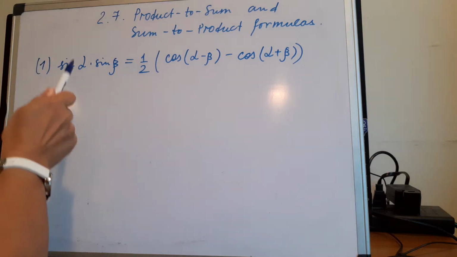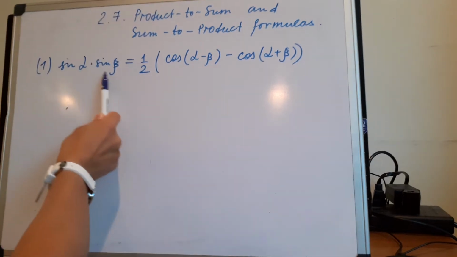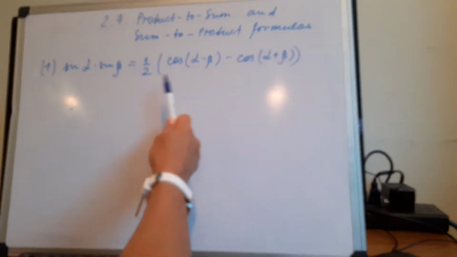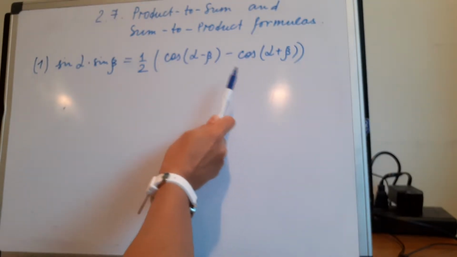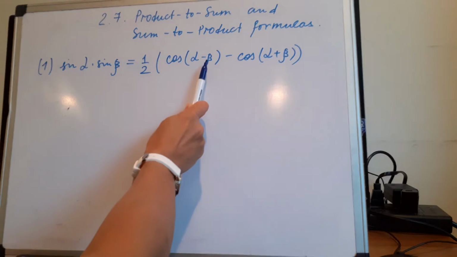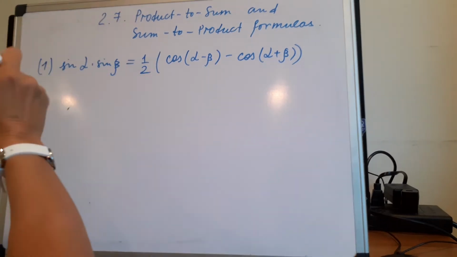Our first formula is going to be how to convert the product of sine and sine into the sum of two cosines. Unfortunately, we cannot convert it to sum of anything. So sine and sine are going to produce a half of cosine of the difference minus cosine of the sum.